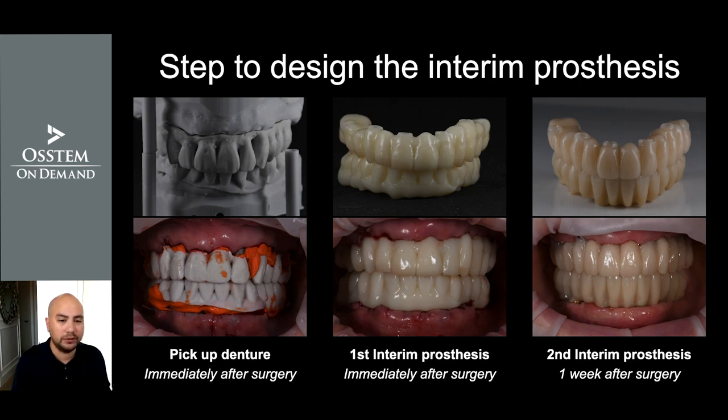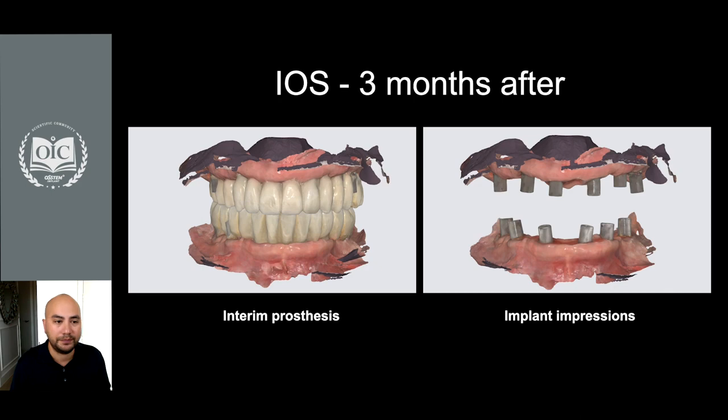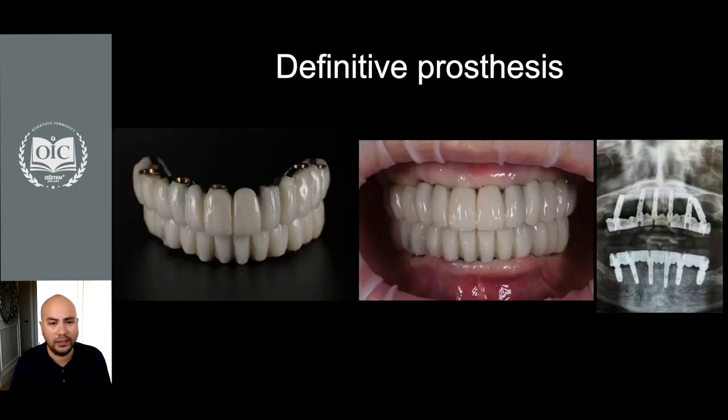with almost a flattened fitting surface, and then the technician has enough time later to design a much more adequate FP2 with more well-defined pontics, which is fitted 1 week after surgery. 3 months after, the existing interim prosthesis is scanned, and then we also scan the position of the implants and the heel bridge, which allows us to then design and fabricate the definitive prosthesis.